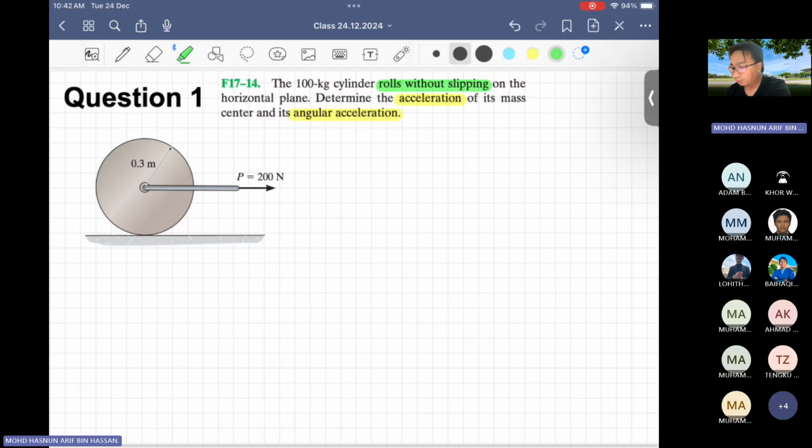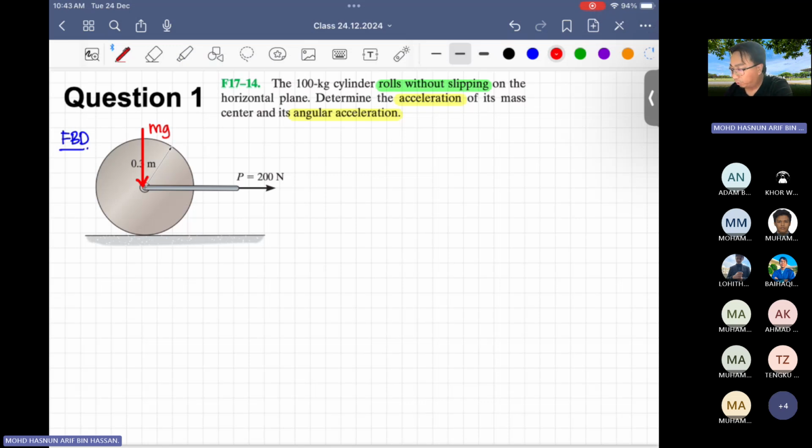Okay, so we have all the information. So now we start by drawing the free body diagram. Let's draw the FBD first. If you look at this figure here, let's first start by drawing the weight mg. So this will be mg, pointing down.